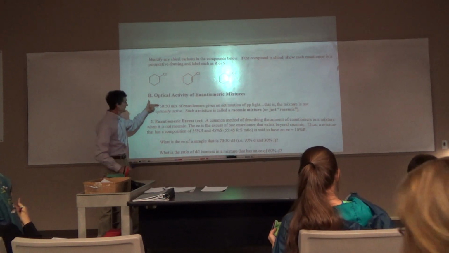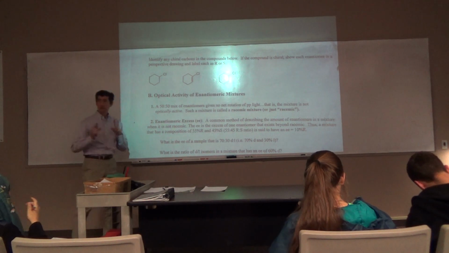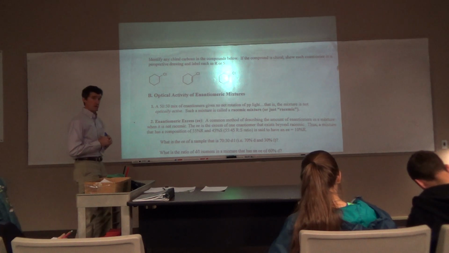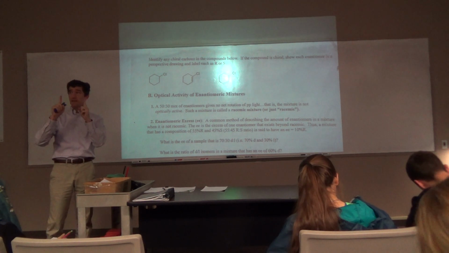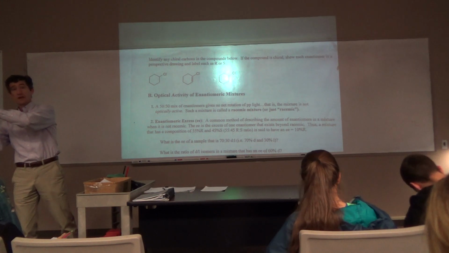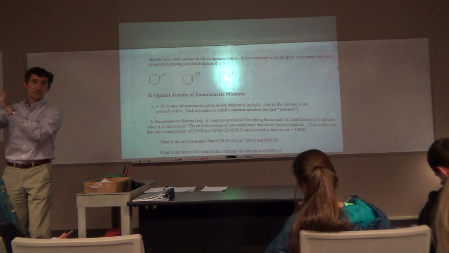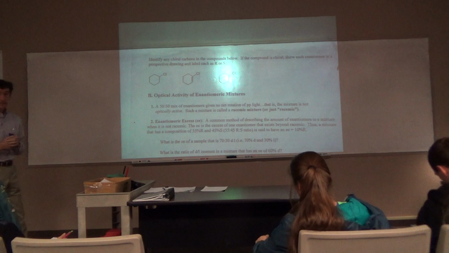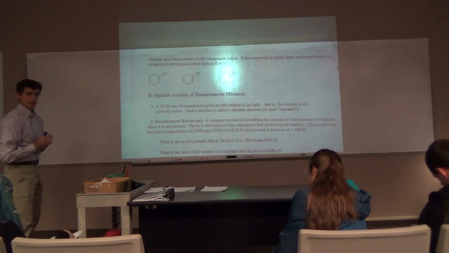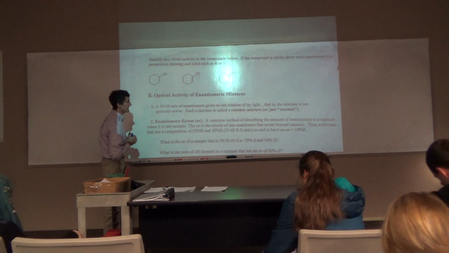A 50-50 mix of enantiomers gives no net rotation of plane-polarized light. You have an equal mixture of enantiomers, no net rotation. That's because one enantiomer is rotating the light one way, but you have an equal 50% amount of the other enantiomer that rotates it back the other way, and you get back to zero. So there's no net rotation. It's called a racemic mixture.